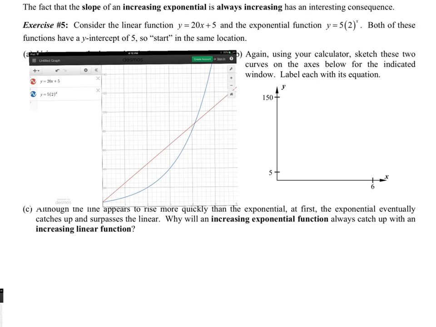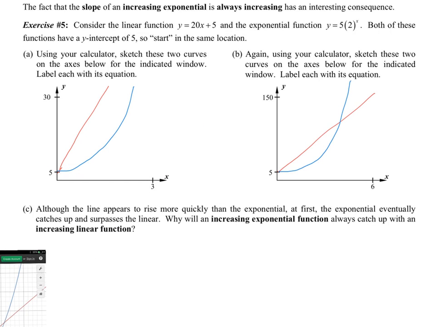So again, I have the same two equations, y equals 20x plus 5, and y equals 5 times 2 to the x power. This time it's changed the window. The x goes from 0 to 6, the y goes from 0 to 150. So we're going to start with the linear equation, and it goes up at a constant rate starting at 5. The exponential goes up exponentially, but still starts at 5. I'm now going to move this graph so you can see them side by side.